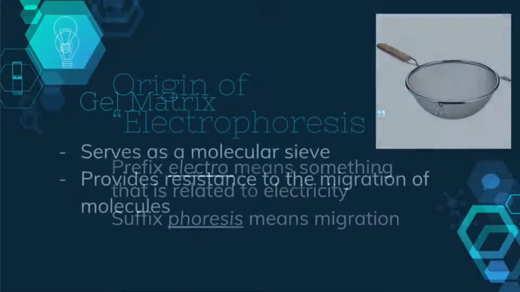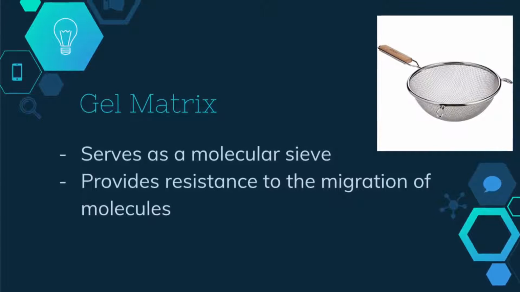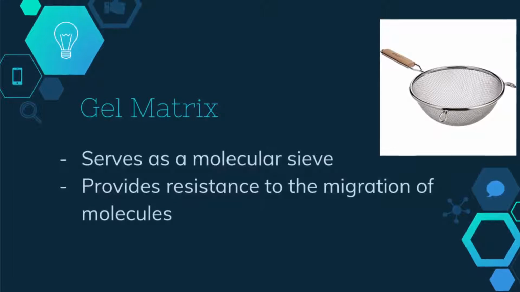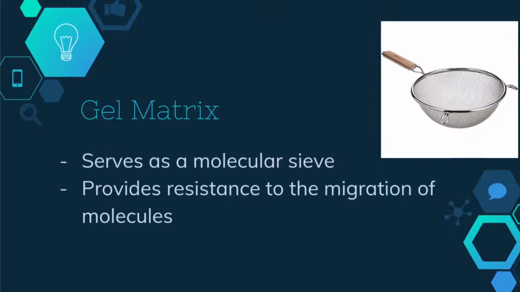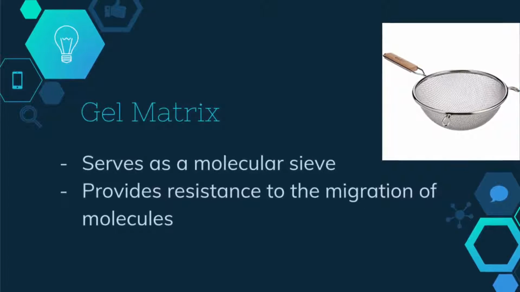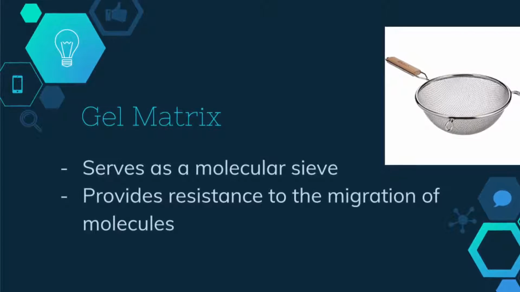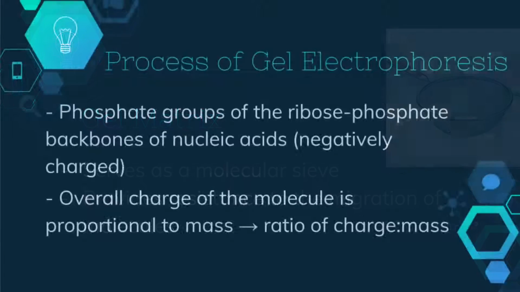electric field. We've covered what electrophoresis is and what it means, but what about the gel that's also involved in this process? The gel matrix is a porous substance that serves as a molecular sieve, just like the picture on the top right corner. Because of this, the gel is able to provide resistance to the migration of the molecules.